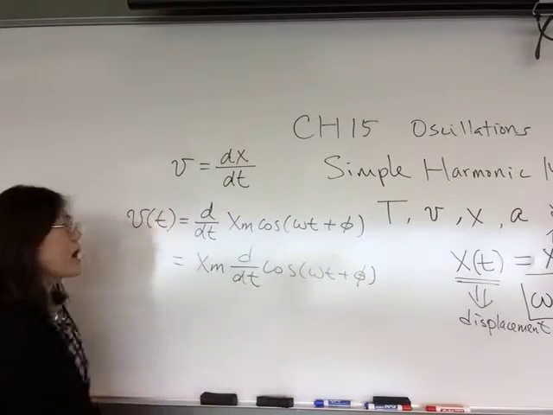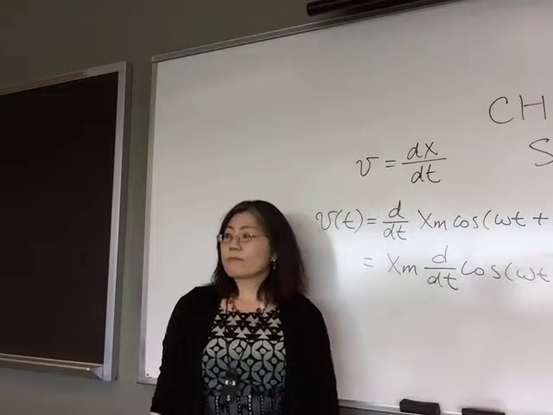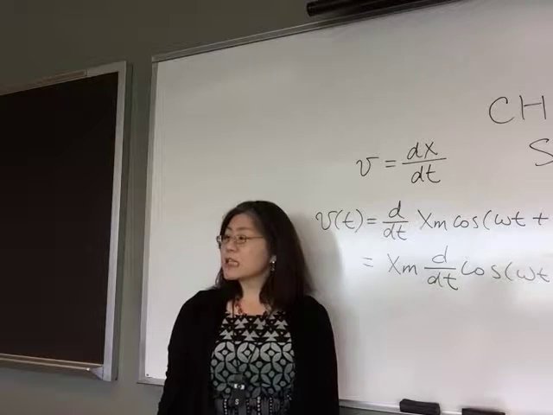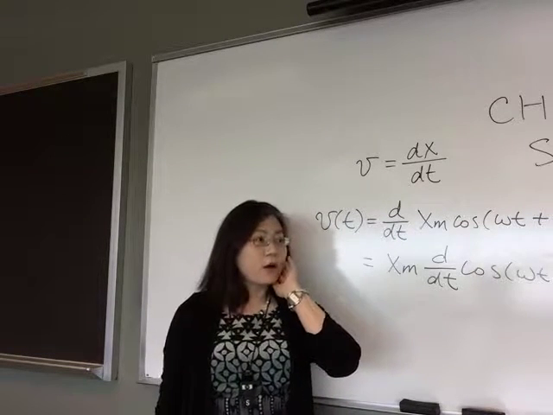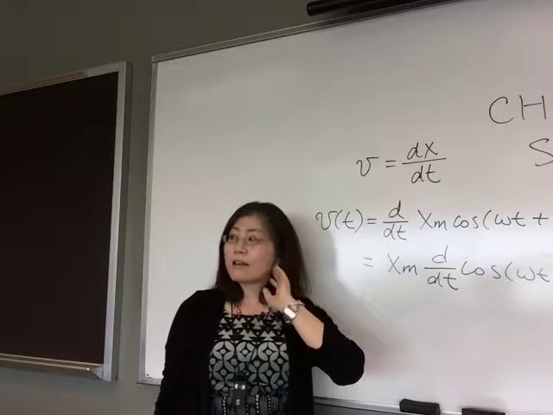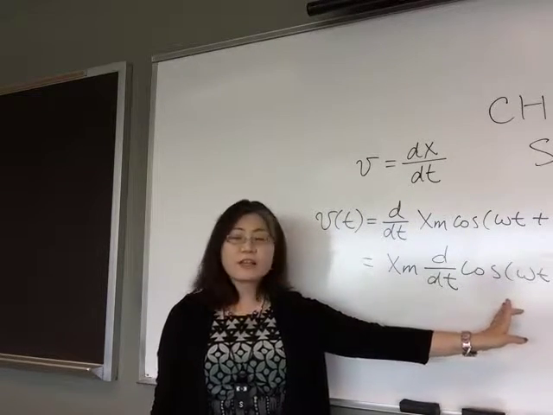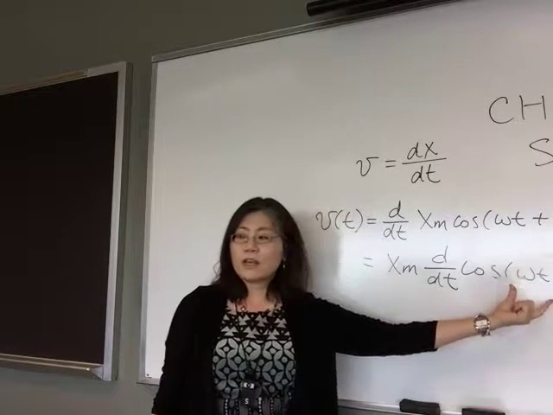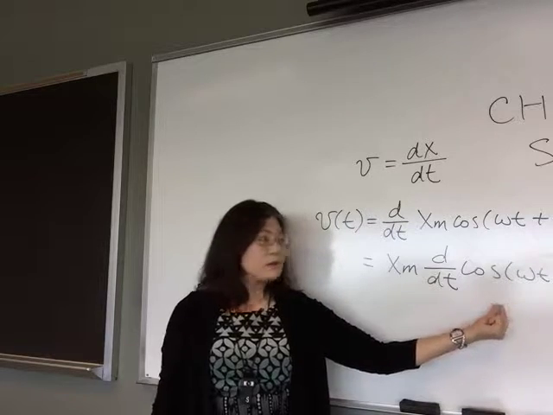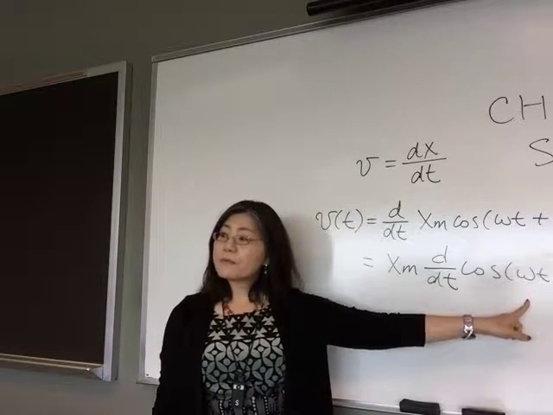So what is the time derivative of a cosine function? Have you done that in calculus? Negative sign. Are we missing anything? We know that there's a negative sign, right? And the argument, the phase, does not change. But in addition to that, are we missing anything? The time derivative of the omega t.